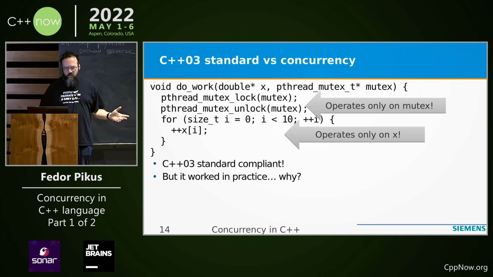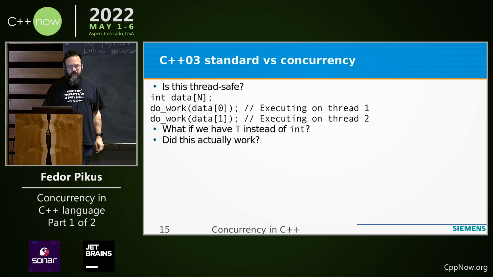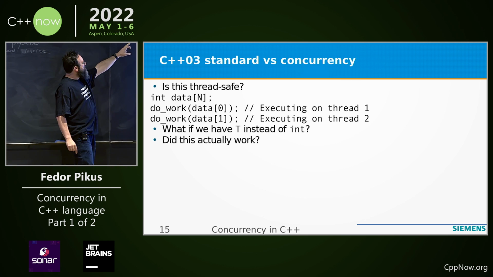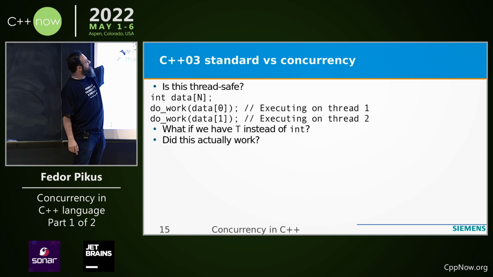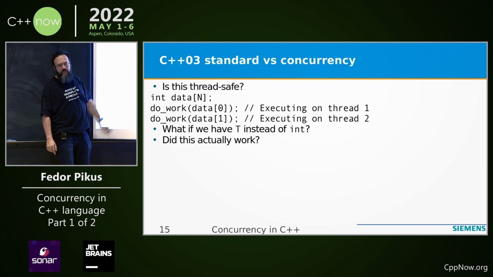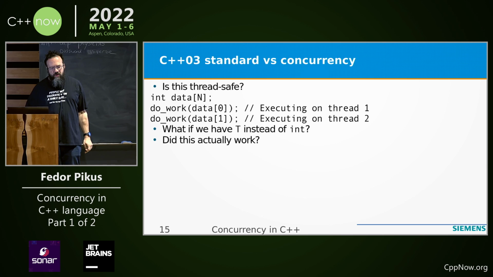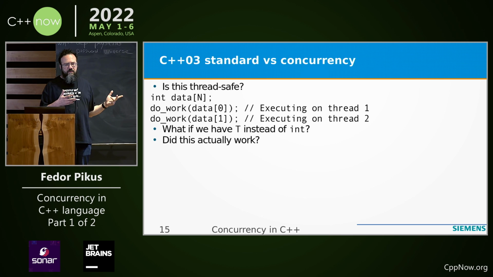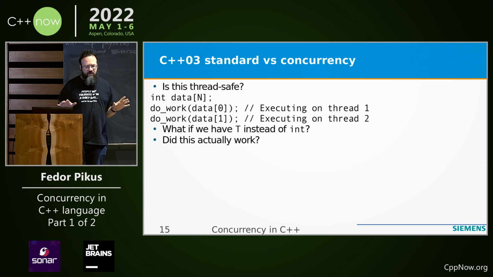Why did it work? Well, OK, before we get to the reason it worked, here is another thing that you do. You have an array of ints. And on one thread, you do some operations on data sub 0 element, and you assign some value into it. And on another thread, you do some operations on data sub 1, and you assign another value into it. Is that thread safe? Again, the standard says nothing about thread safety because it doesn't even have that word in it.